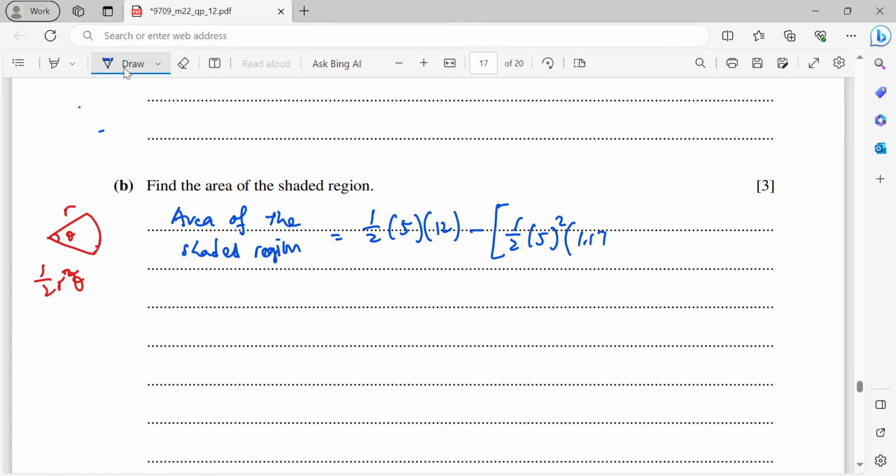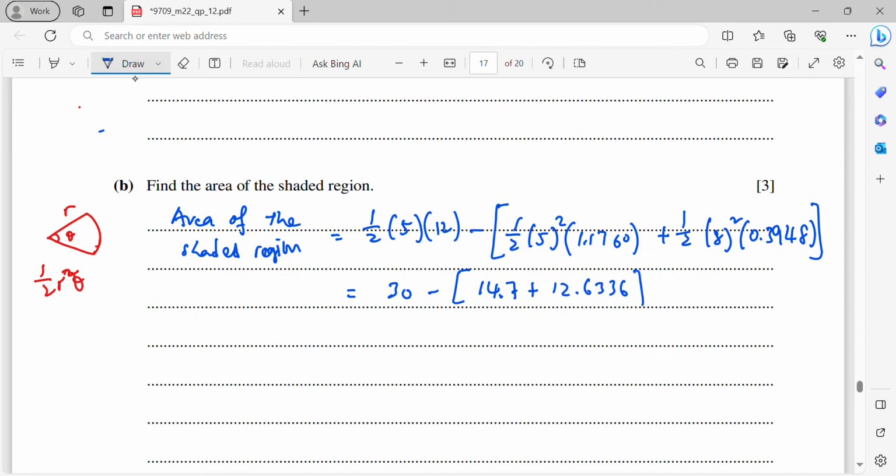So here, half times 5 squared times 1.1760 plus half of 8 squared times 0.3948. Now when you calculate this, it will be 30 minus, the first one is going to be 14.7 and the second is 12.6336. Then at last you will get 2.6664, and now I round up to 3 significant figures, it will be 2.67. So that's the area of the shaded region.